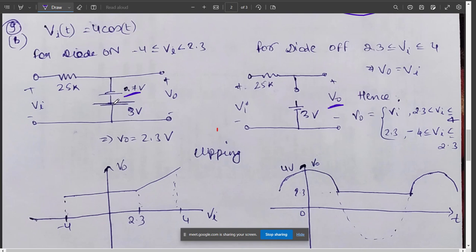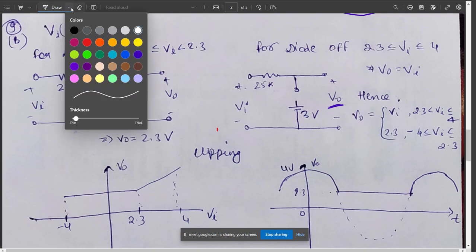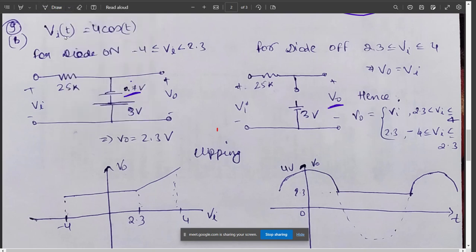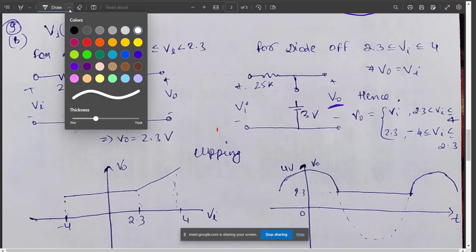Okay, from this side. So here VO will be how much? VO will be the total of 3 plus 0.7, 3 minus 0.7. This is... 1 second, it's not properly understood here. What? I will solve it properly.